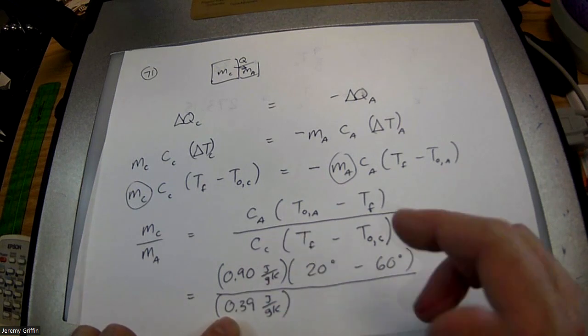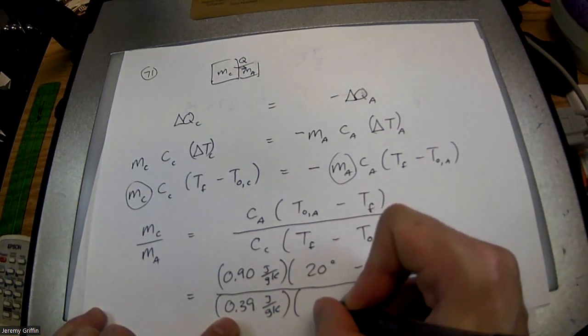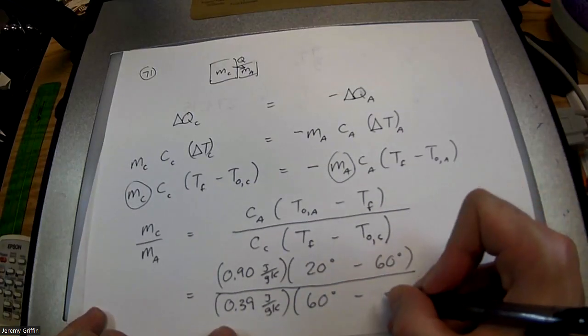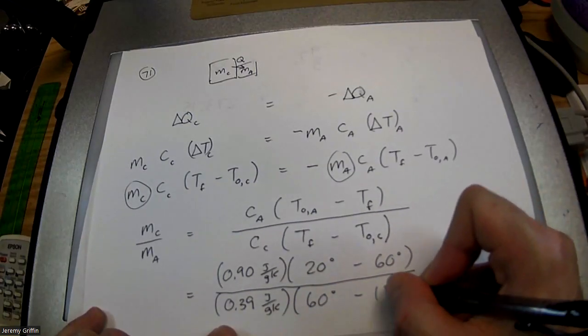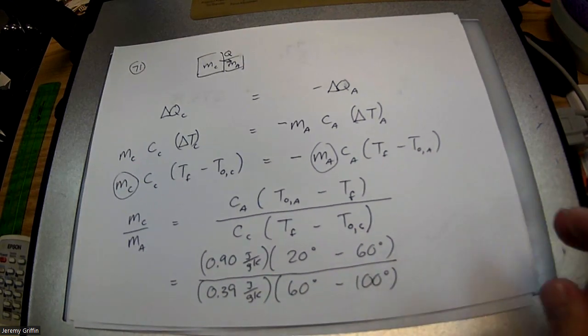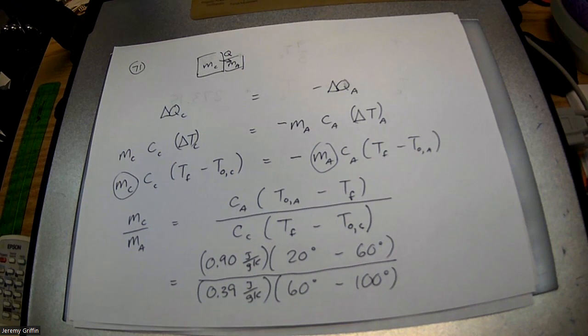No, we're good. That's how the numbers go. Okay. Then final temperature was 60 degrees, and the initial temperature for the copper was 100 degrees. Okay, my numbers are okay. All right. And you don't have to convert Celsius to Kelvin because it's the temperature change, right?